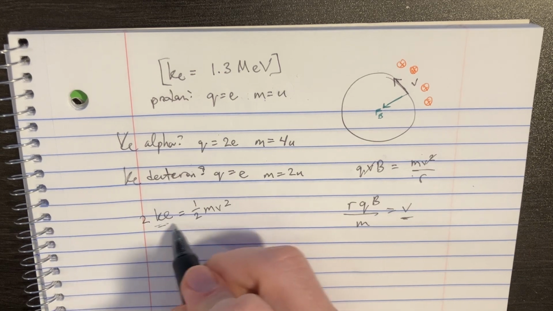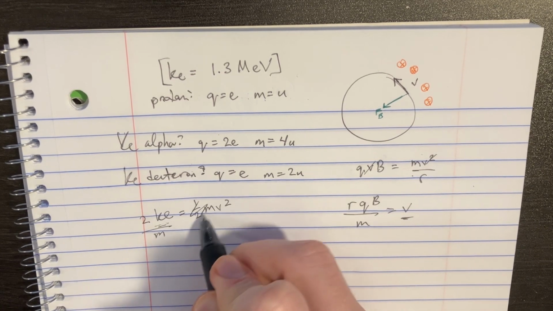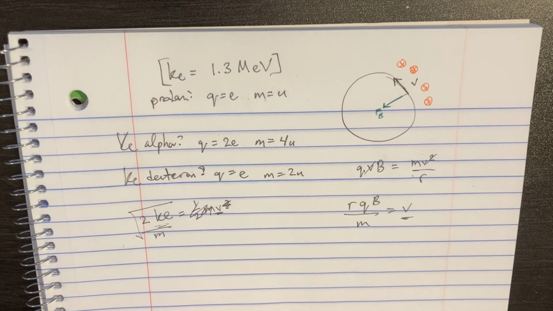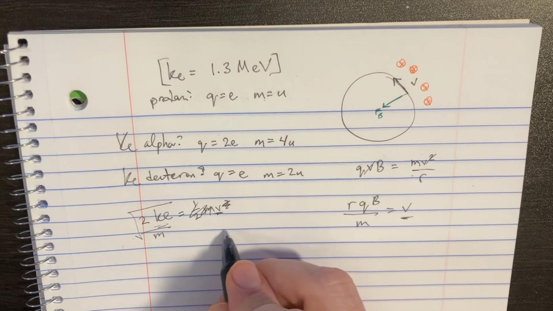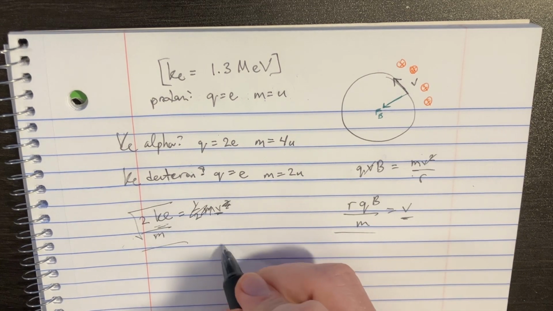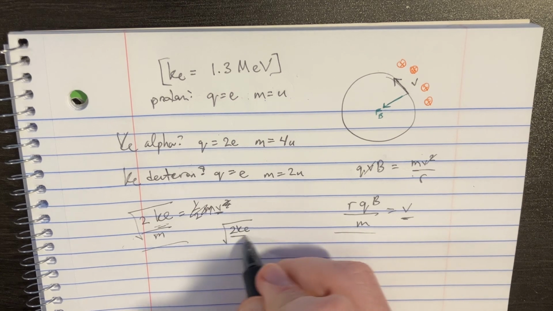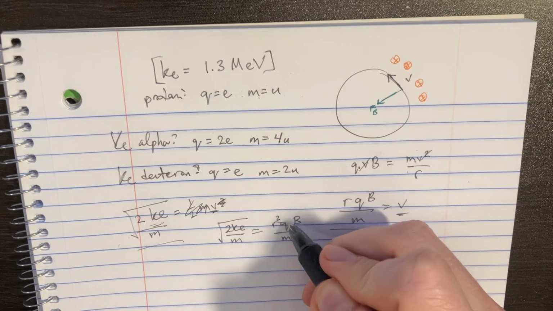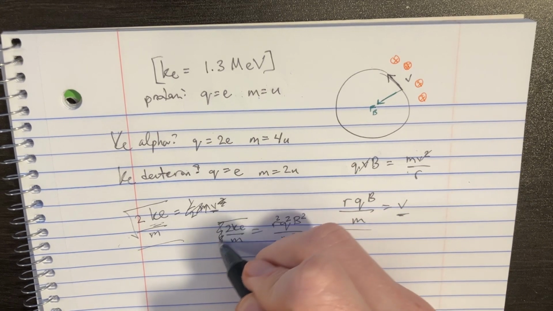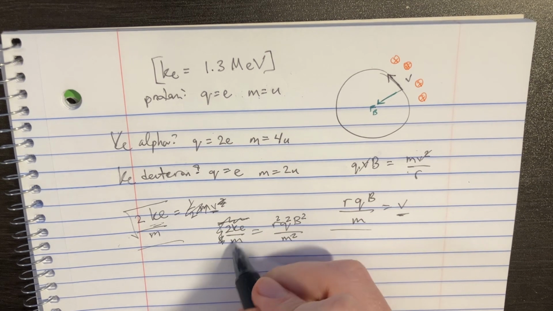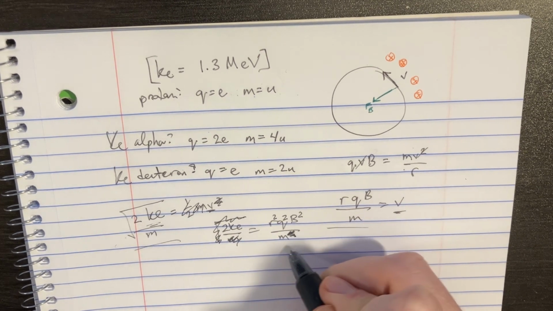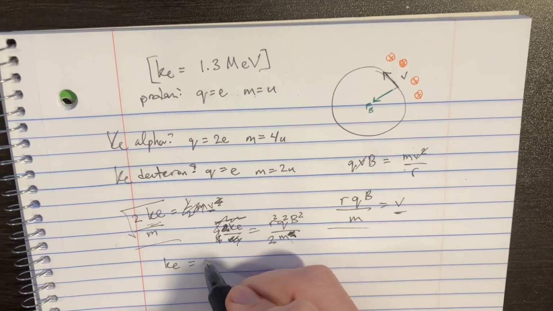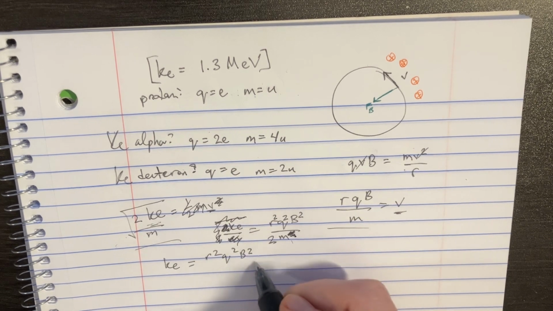So we're going to go 2, divide that by m, and square root that so that we get velocity on this side, in that little expression with kinetic energy. That way we can put that equal to that. So we get the square root of 2KE over m equals rQB over m. We'll square everything, getting rid of the square root, and then we'll get rid of these m's, so we'll just have a 1 over m on this side. Then we'll divide this by 2 so that we get KE equals r squared Q squared B squared over 2m.